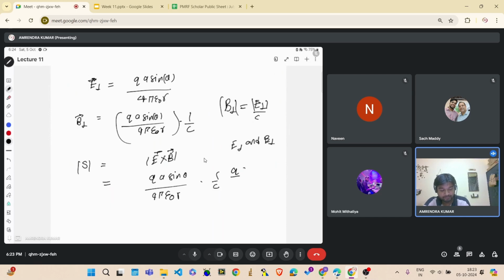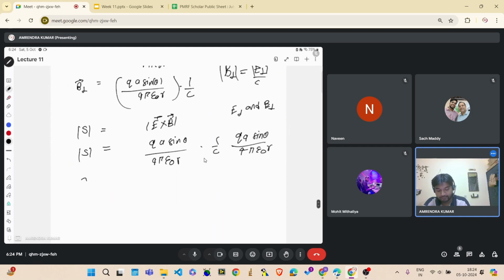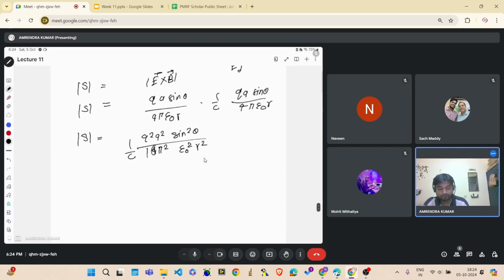Q A sine theta over 4 pi epsilon naught R. Then mod S will be Q square A square sine square theta over 16 pi square epsilon naught square R square into 1 over C. And from here you can just see the dependence: Q square A square sine square theta over 16 pi square epsilon naught R square.